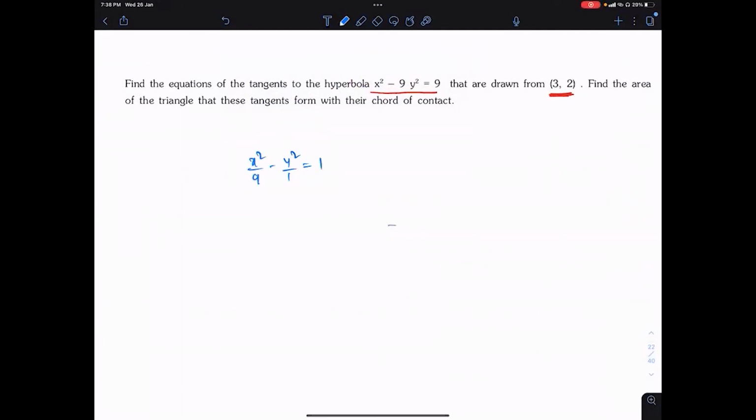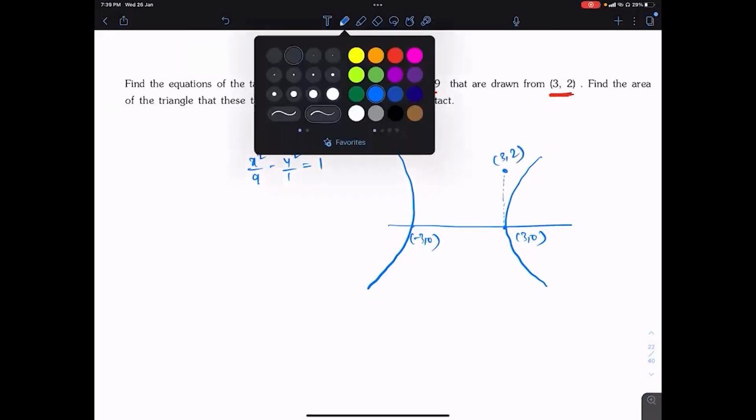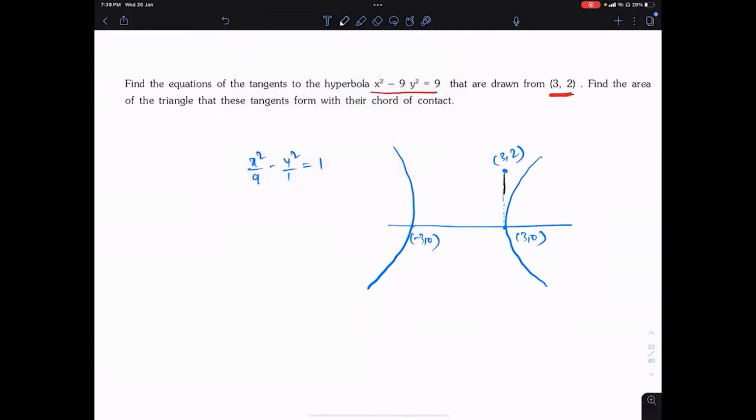So the hyperbola will look something like this. This is (3, 0). This is (minus 3, 0). So from which point are you drawing the tangents? (3, 2). So like this from above, just like in that question in the ellipse. One tangent we can say straight away is like this. Now the other tangent we need to find.